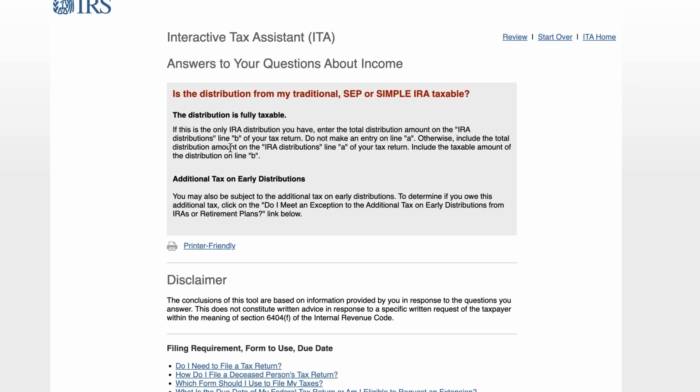So in this case, you would not make an entry on line A that says total distributions. You would enter the total distribution amount on line B, right? So if that's the only distribution that you have. Otherwise, you would have to include the total distribution amount on line A with your others, and then include the taxable amount on line B.